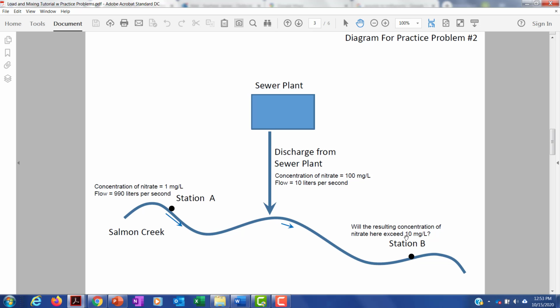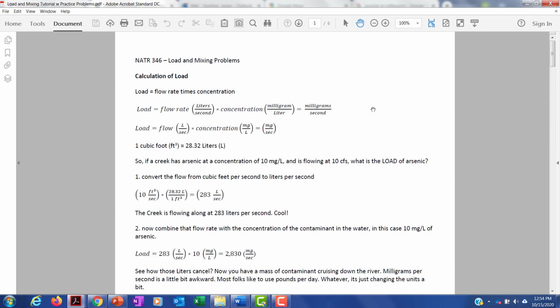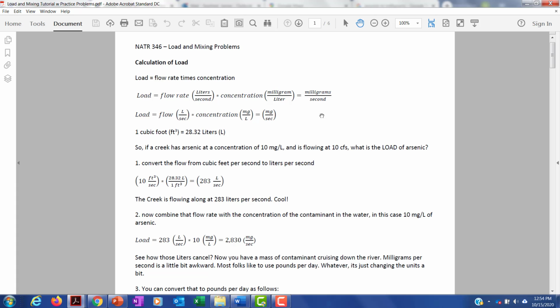Let's say our standard is 10 parts per million. Is this 100 part per million flow mixed with this 1 part per million flow going to cause this to be greater than 10? The only way to know how to deal with that is through estimating the load of the nitrate from this plant mixed with the load from the creek, and what is the resulting concentration. So what these calculations do, this tutorial goes through in great step-by-step detail, it's only like two or three steps, to calculate the load. The load is the flow rate times the concentration. Those combined make a load.